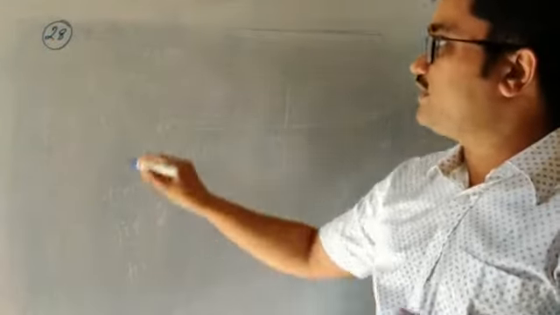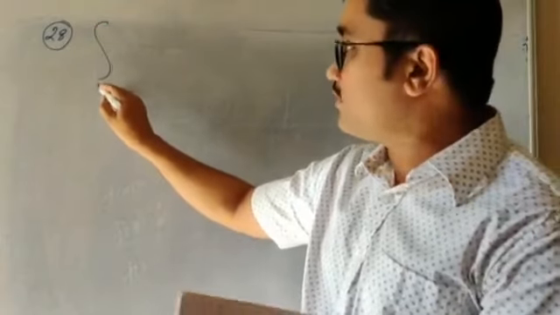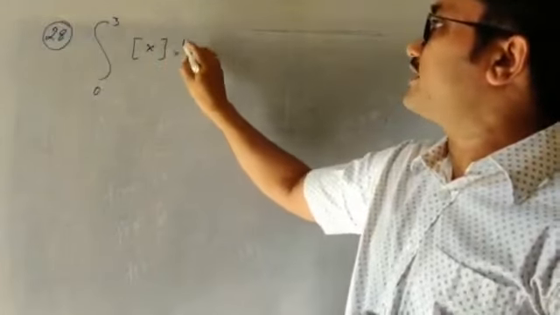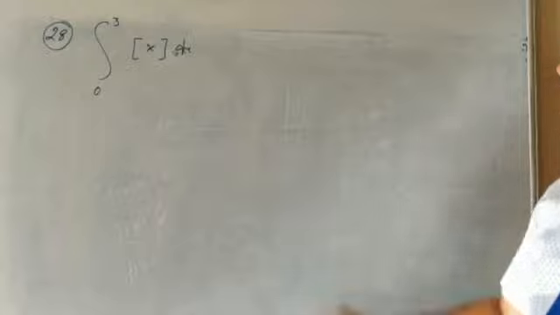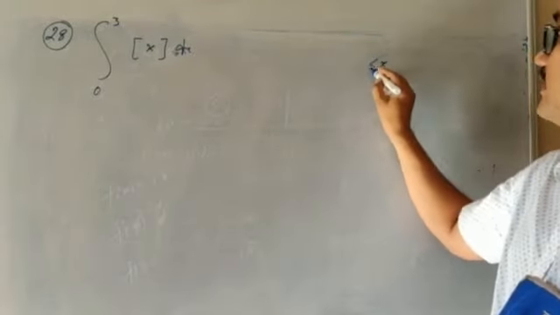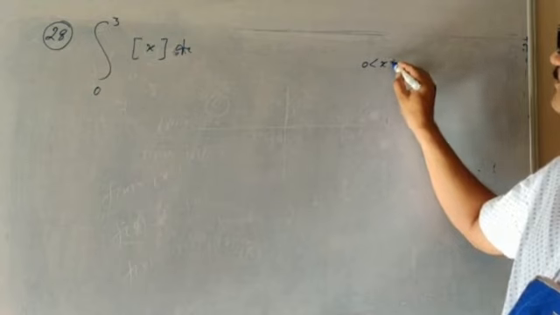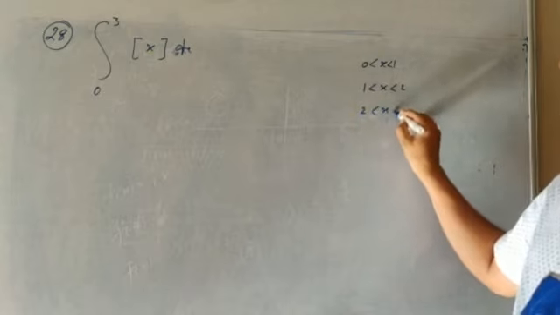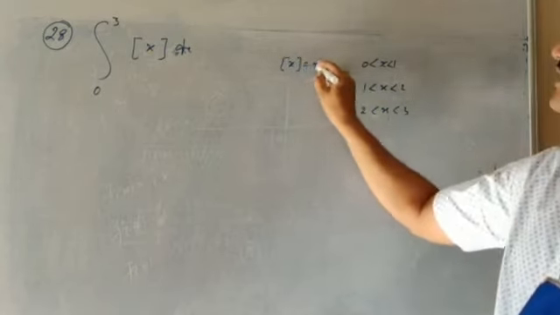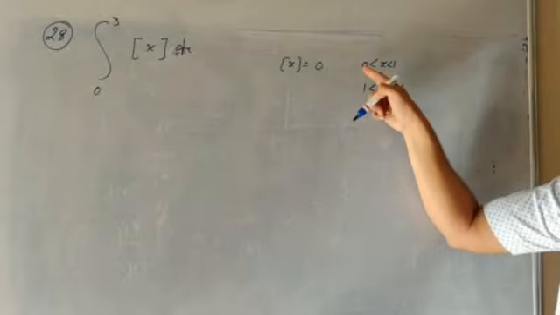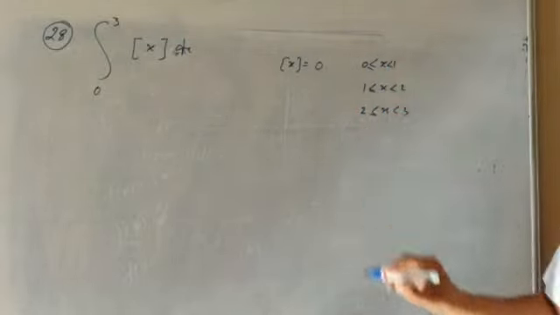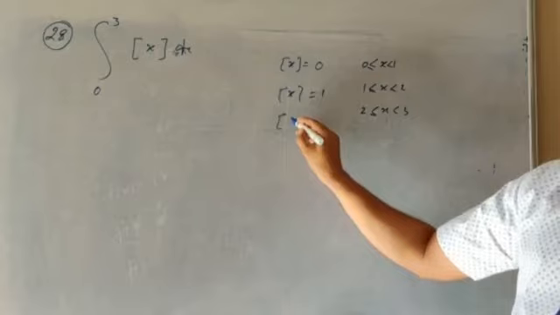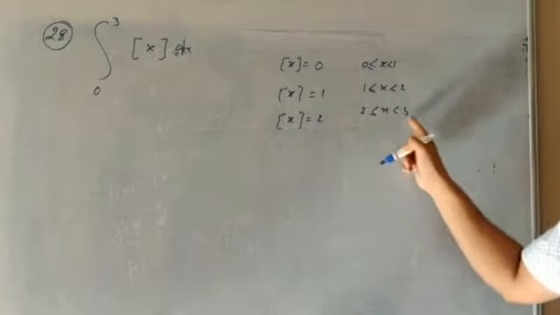Question number 28 is integral part of x. All of you know what is integral part of x. The question is from 0 to 3, integral part of x dx. Now when it comes to integral part of x, we know what it is: the greatest integer less than or equal to the given number. When x is between 0 and 1, the integral part of x is nothing but 0. When x is between 1 and 2, the integral part of x is nothing but 1, and between 2 and 3, it is 2.